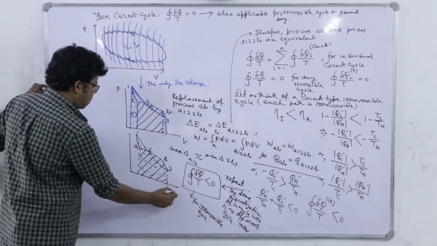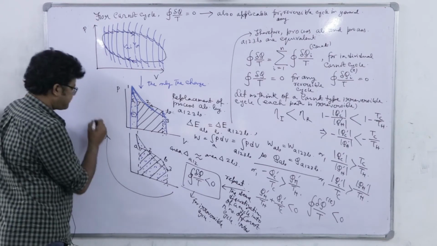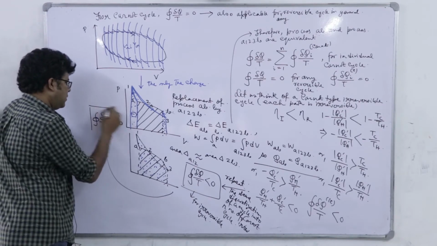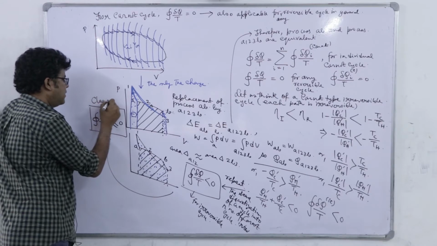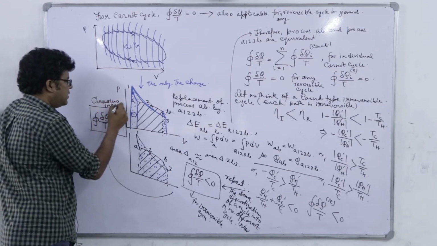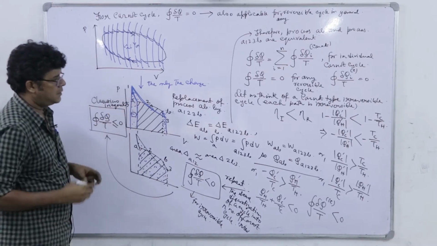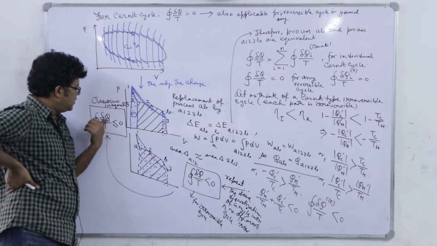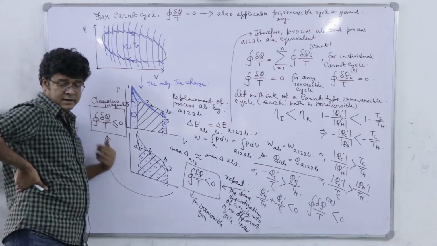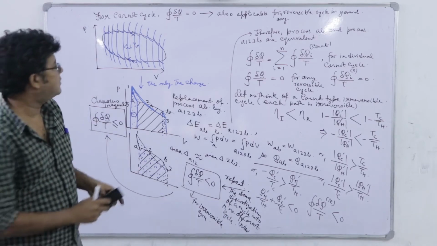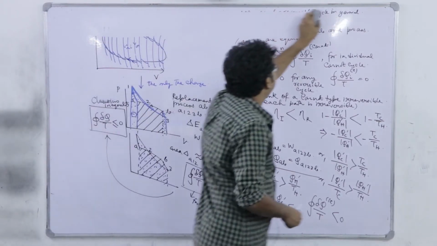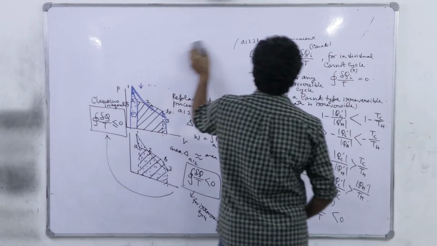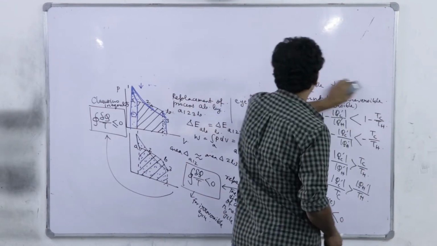So overall, it is cyclic integral of del Q by T less than or equal to 0, and that is the famous Clausius inequality. Right. For any type of cycle, it may be irreversible or reversible, the cyclic integral of del Q by T is less than or equal to 0. That is the Clausius inequality. Now from the Clausius inequality, we will introduce the concept of entropy.